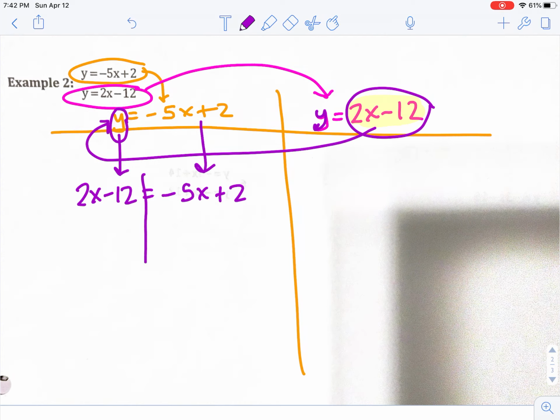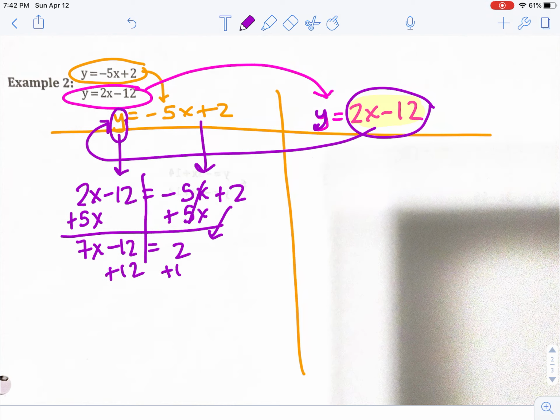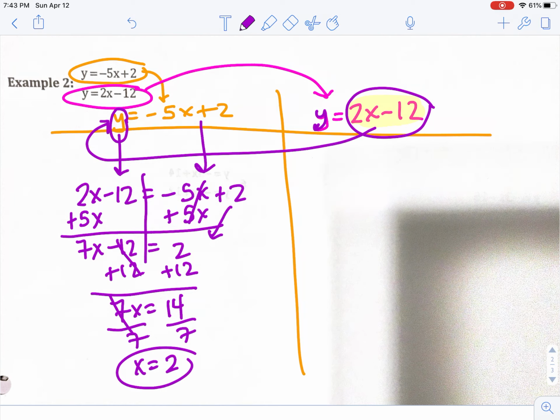Now this part you guys know how to do. Draw your line. This is a -5x, so I do the opposite, plus 5x on both sides. 2x plus 5x is 7x, minus 12, bring down your 2. Move that 12 over to the other side by adding it. Divide by 7, and x equals 2. So I got my x, but remember our answer, we talked about this, has to be x comma y.